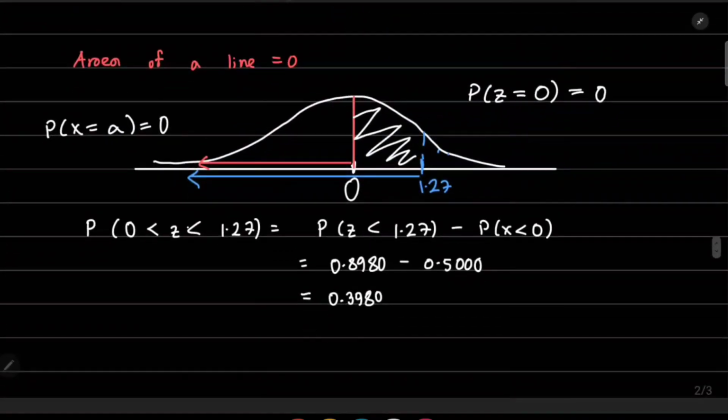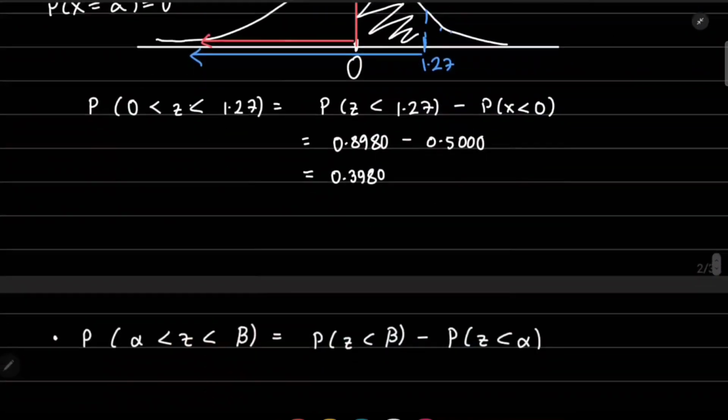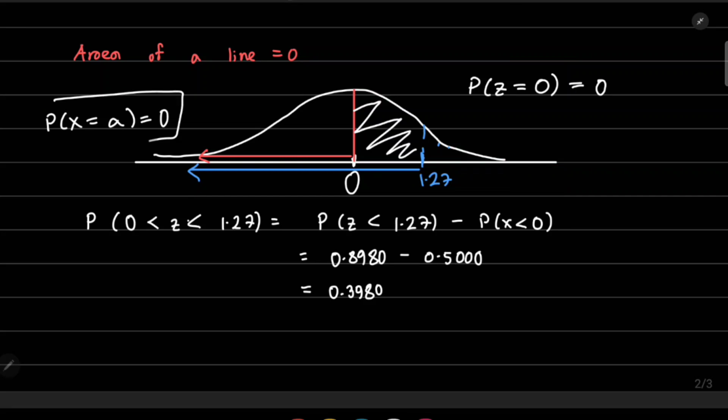So for any case where the probability between two values is to be found, so probability of z being between alpha and beta, will be the probability of z being less than beta minus the probability of z being less than alpha. In this case, yeah, this is fine. We have to remember this fact over here as well.